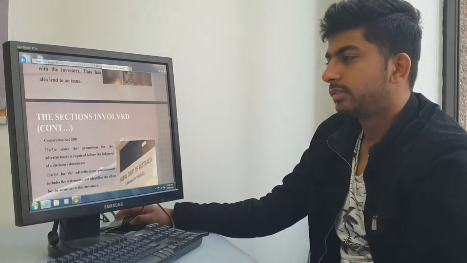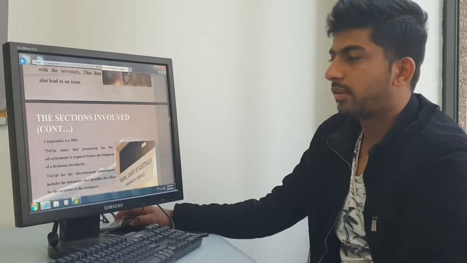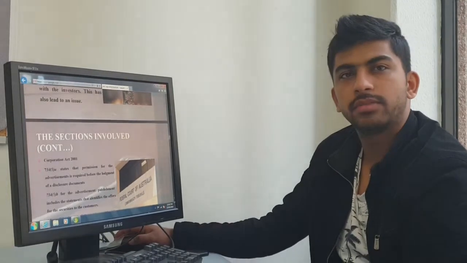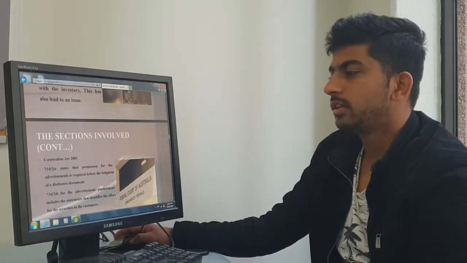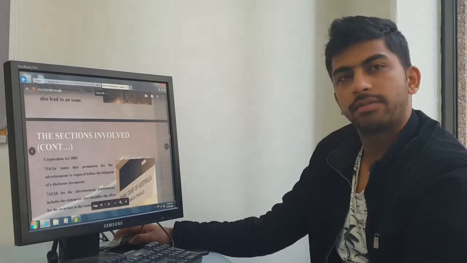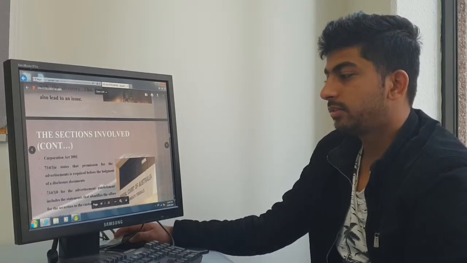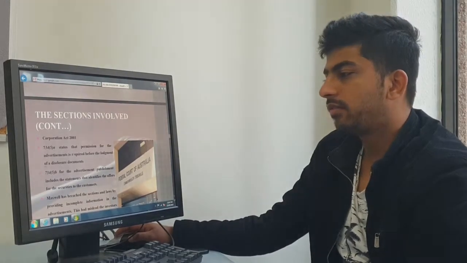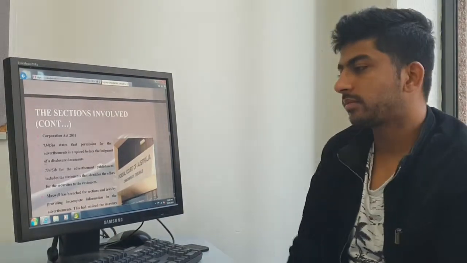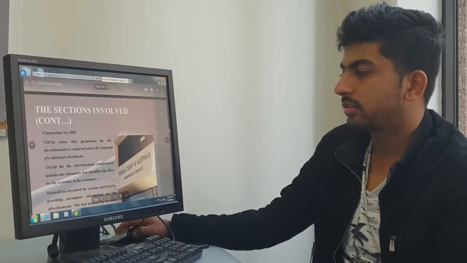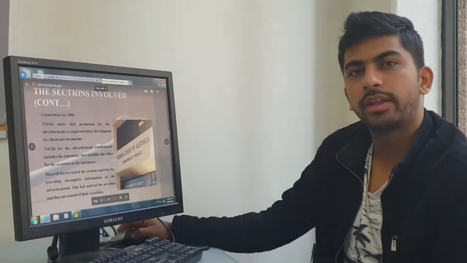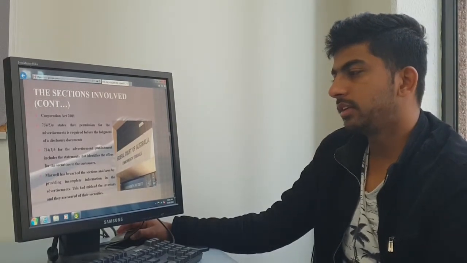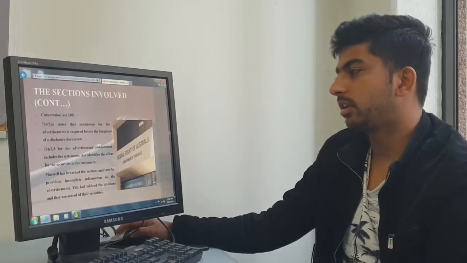Corporations Act 2001, section 734 part 5A states that permission for the advertisement is required before lodgement of a disclosure document. And 734 part 5B, for the advertisement publishment, includes the statement that identifies the offer for the securities to the customer. In the same way, Maxwell has breached the section and laws by providing incomplete information in the advertisement. This has misled the investor and they are scared for their securities.